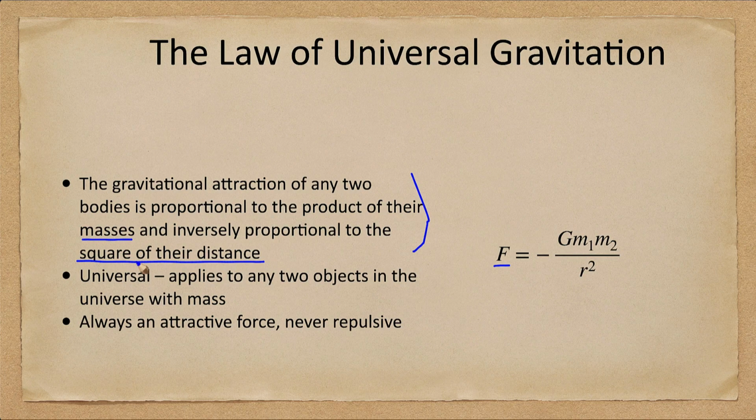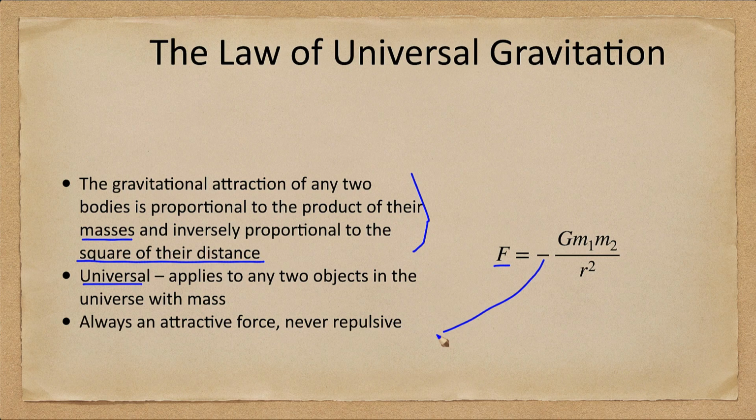G is the gravitational constant that is in there. It has a specific value we really don't need to worry about for our class here. We consider it universal because it applies to any two objects in the universe with mass. So you could figure out the force of attraction between yourself and the moon. All you need is the distance between you and the moon, the mass of the moon, the mass of yourself, and the gravitational constant, and you could calculate that force.